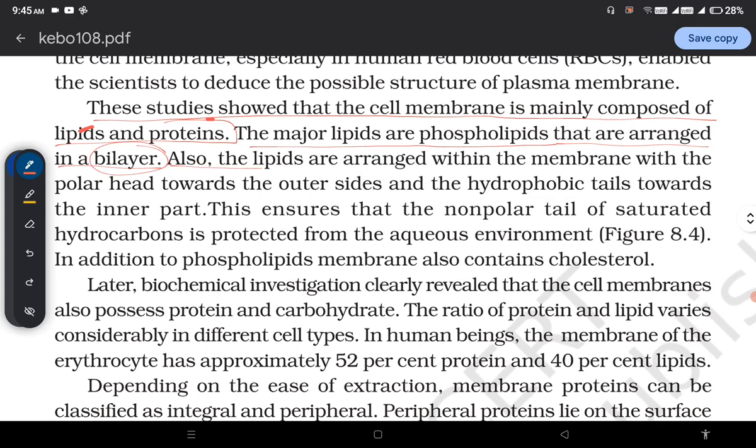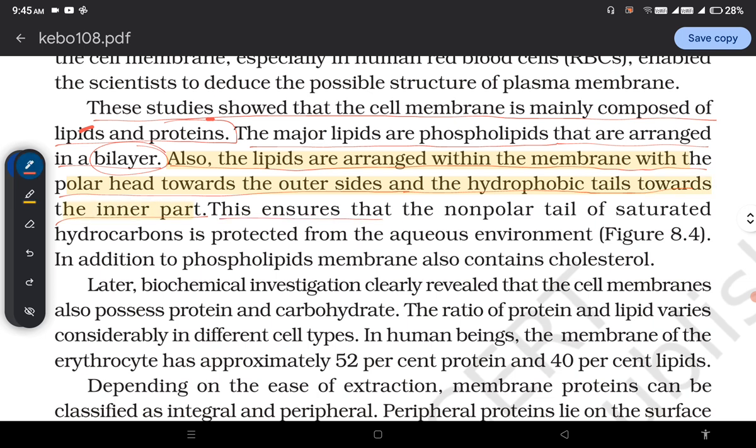Also, the lipids are arranged within the membrane with the polar head toward the outer side and the hydrophobic tail toward the inner part. This is important. The polar head is on the outer side, and the hydrophobic, meaning water-repelling, tail is toward the inner part.